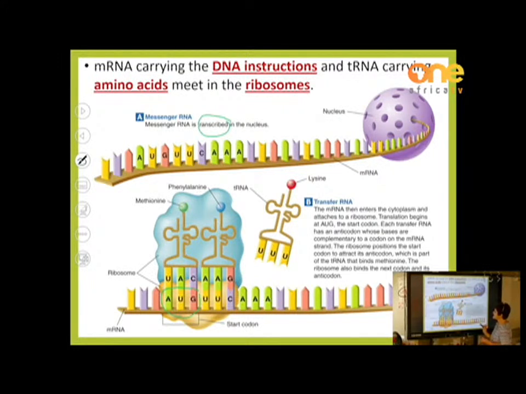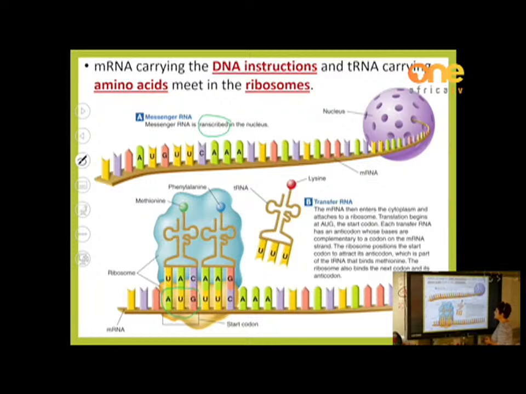Translation begins at AUG, which is a start codon. Each transfer RNA, tRNA, has an anticodon whose bases are complementary to a codon on the mRNA strand. The ribosome positions the start codon to attract its anticodon, which is part of the tRNA, which binds methionine.